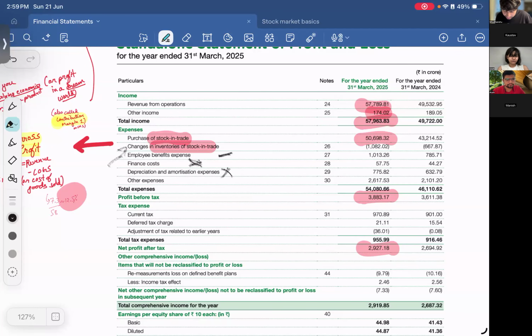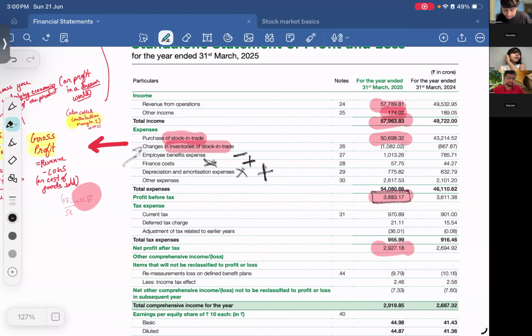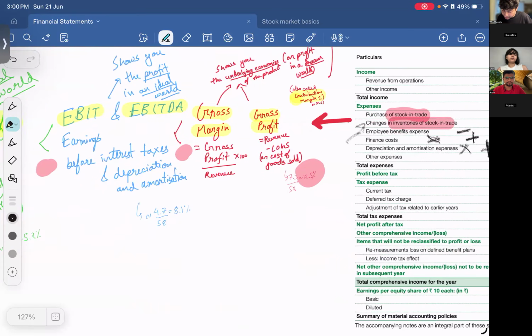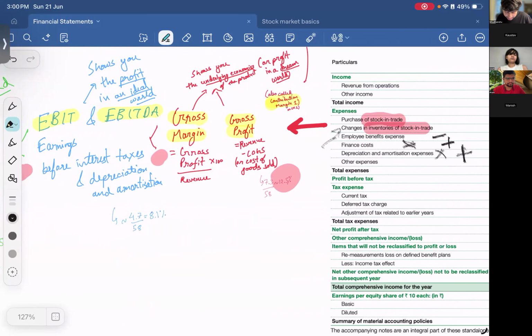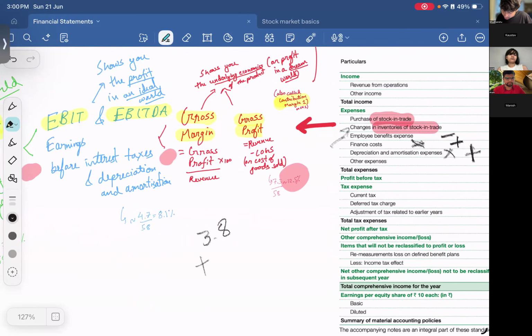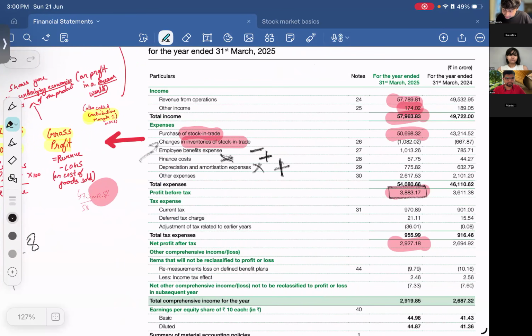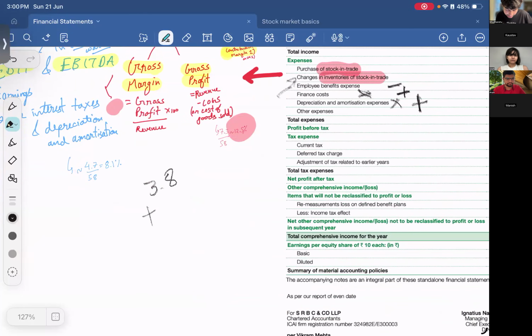So what will I do? I will look at this number, 3,883, which is your profit before tax. And I will add both this and this. Why? Because for EBITDA, I don't need interest and I don't need depreciation, but I've already subtracted them in the P&L, so I need to add them back. What does that do for me? It's 3.8 plus how much is this? 750, 830. 830 is typically 8.3. That'll be 12.1.